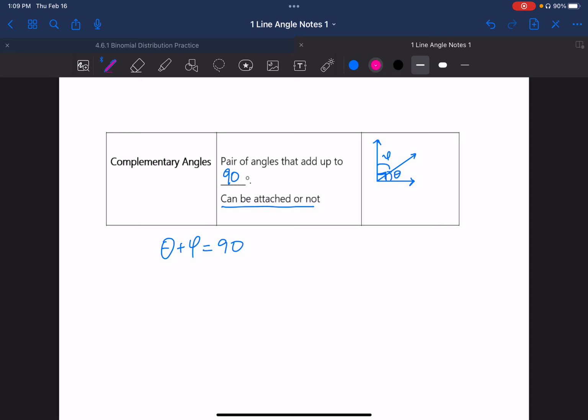So we can have two angles like this, where we take that same kind of look and we just break it apart to where now those are two separate things. It's still the same scenario where theta plus phi must equal 90. For example, if we pick, say, 30 degrees plus 60 degrees, that is 90 degrees. So this would be a complementary angle.